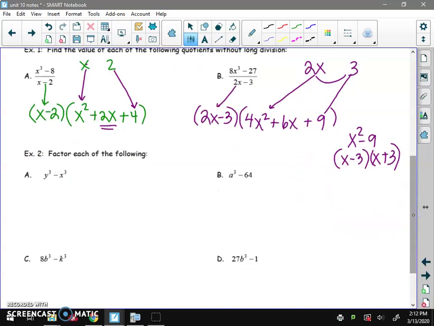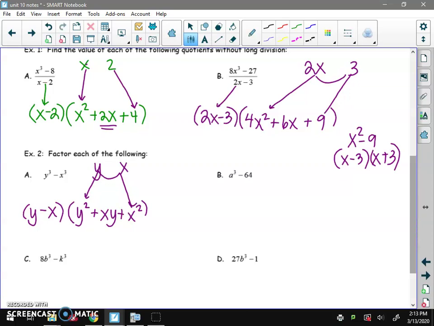If I have a y cubed and an x cubed, the first cubed root I have is y. The second cubed root I have is x. Since this is a minus, I'm going to write y minus x. Now, how do I get what's left? I square the first term. That gives me y squared. I square the second term. That gives me x squared. How do I get the 2 in the middle? I multiply them. X times y is xy.